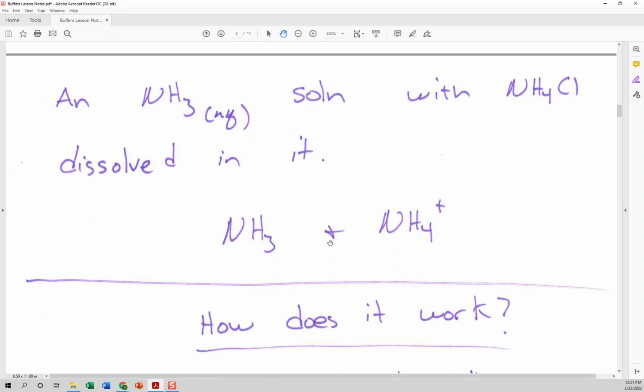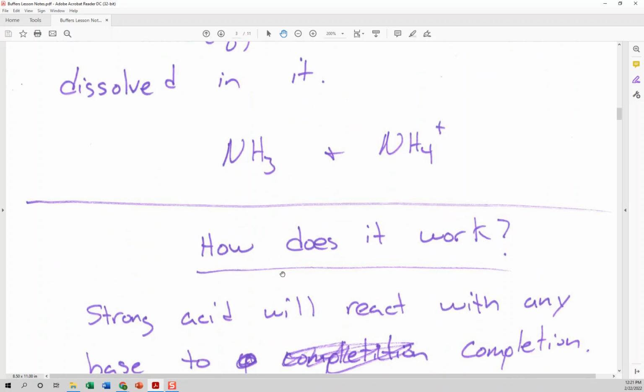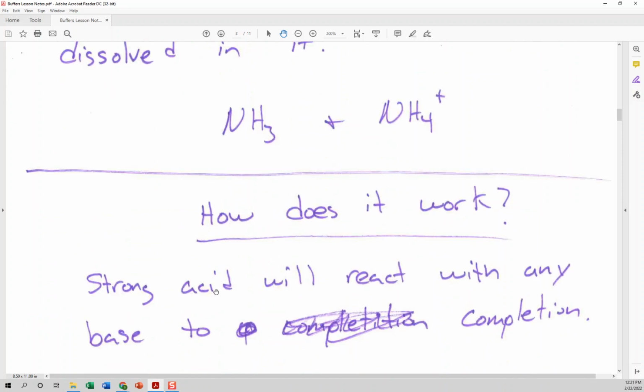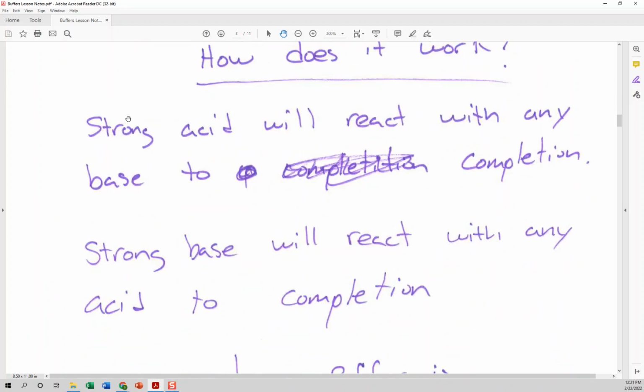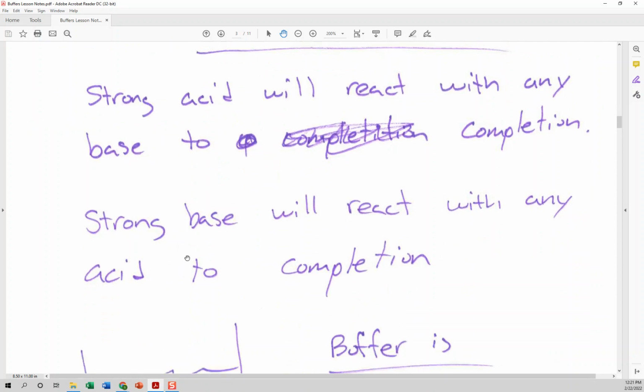All right. So how does a buffer system work? How does it resist pH change? Okay, so the first thing we have to understand is strong acid will react with any base, whether it's a strong base or a weak base. So if you add H plus, it will react with any base, okay? Or the opposite is true. If you add strong base, so if you add OH minus to your solution, it will react with any acid to completion.